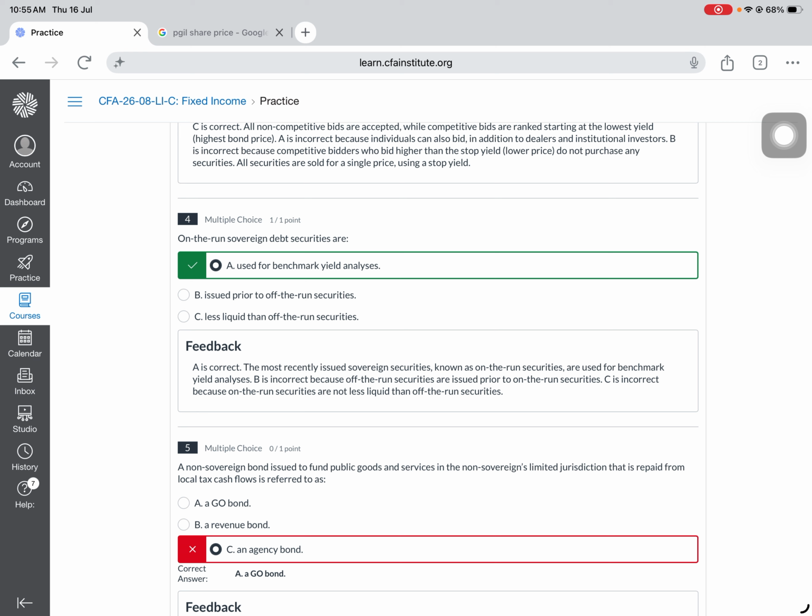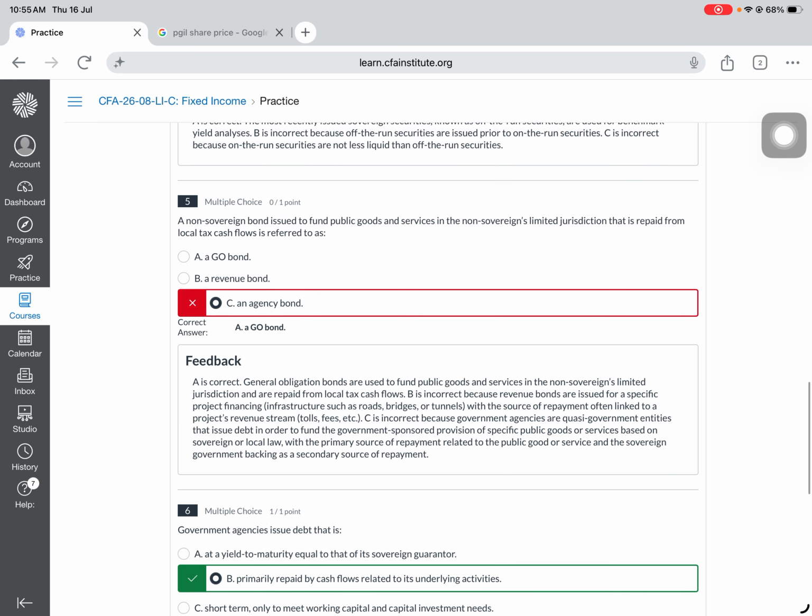Next, on the run sovereign debt securities. On the run sovereign securities, this is the rate which we take as a benchmark for comparison, for analyzing anything. This is the benchmark rate because it is on the run security. Now going to the fifth question.